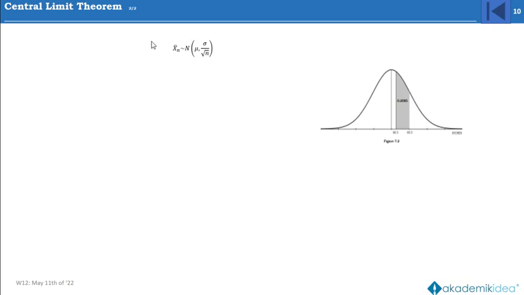Theorems 1 and 2 can be restated in mathematical notation as: the random variable corresponding to the sample means of size n is distributed normally with a mean mu and standard deviation sigma over square root of sample size n.